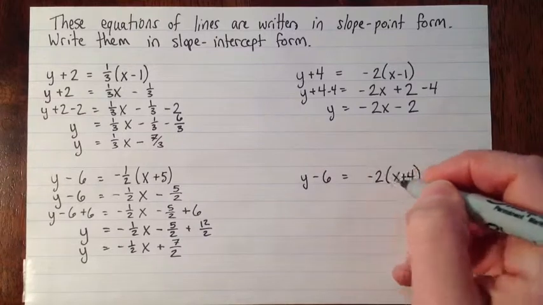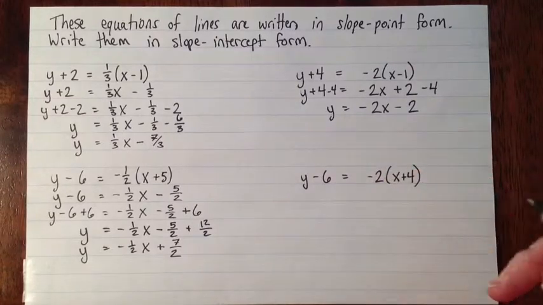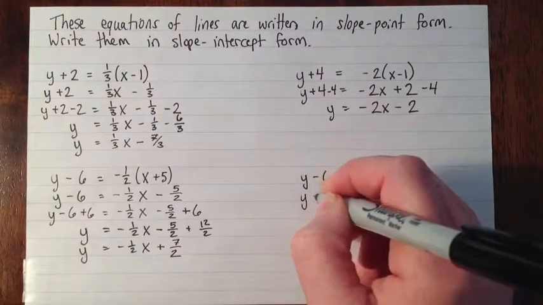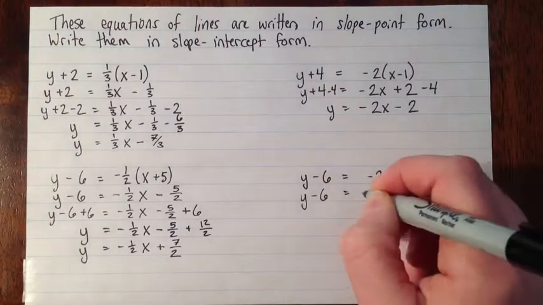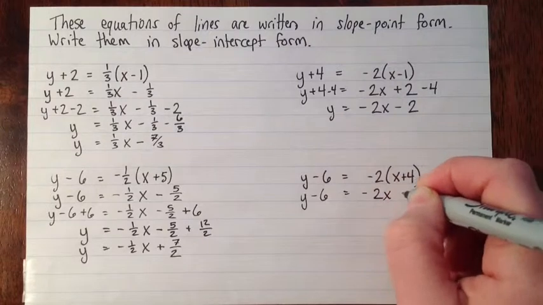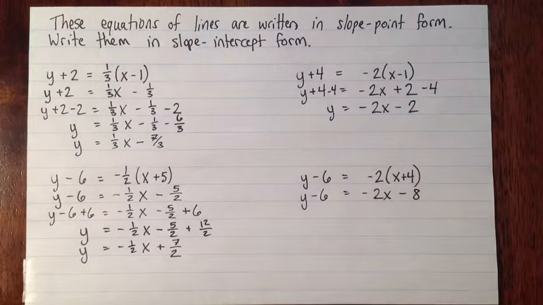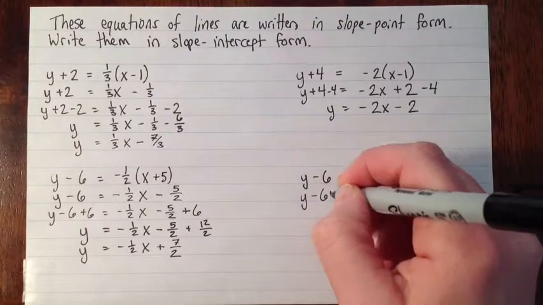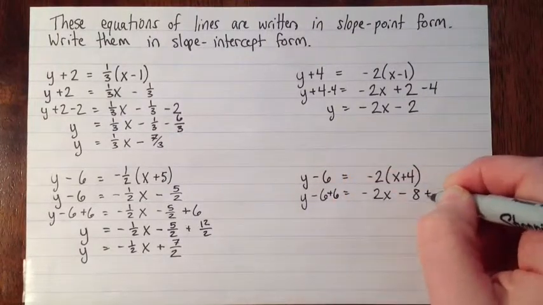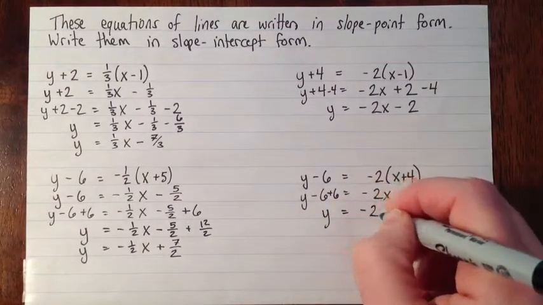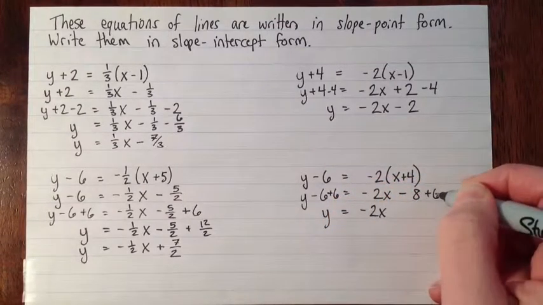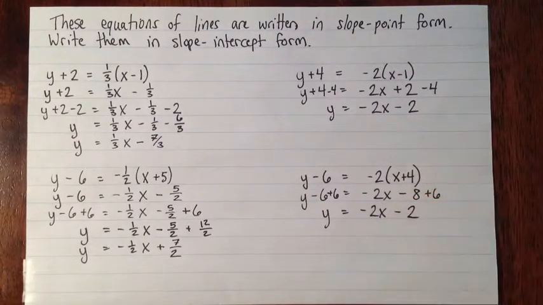Alright, and then one last one. Something interesting is going to happen here. So I'm going to write this in slope-intercept form. So first of all, I'll simplify the right-hand side. I have negative 2x subtract 8. And now I'll isolate y by adding 6 to both sides. I think I could squeeze that in there. So we've got y equals negative 2x, and then negative 8 plus 6 is negative 2. So negative 2x subtract 2.